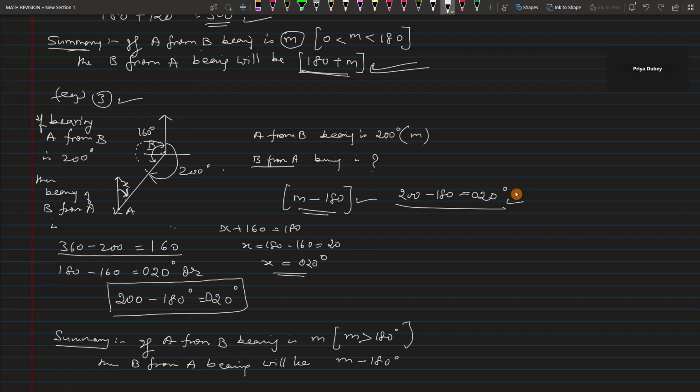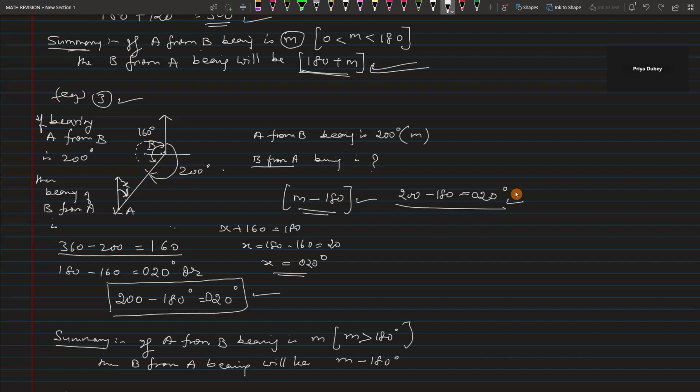So what do we call it? Reverse bearing. If A to B is given, how to find B to A; if P from Q is given, how to find Q from P; if L from M is given, how to find M from L. Okay, these are known as the reverse bearing concept, right? Understood?